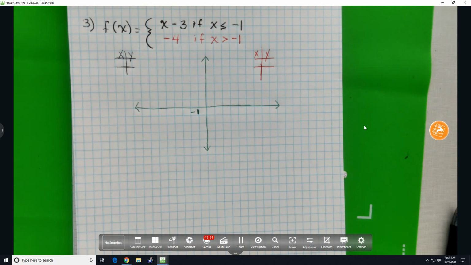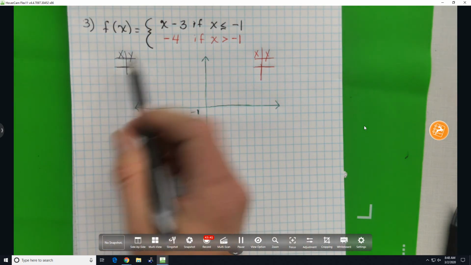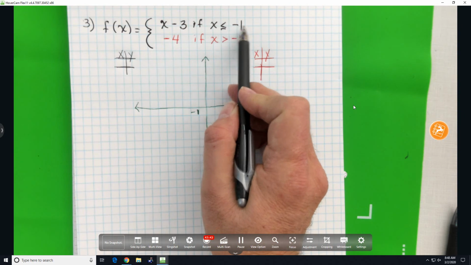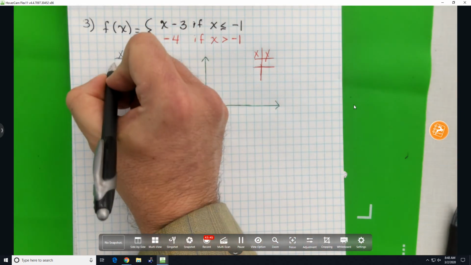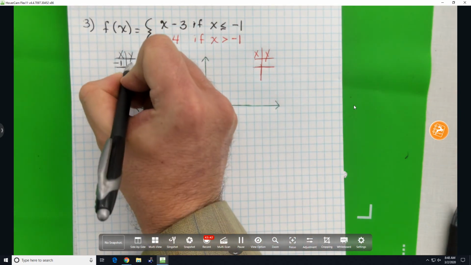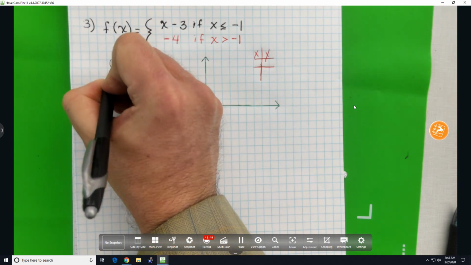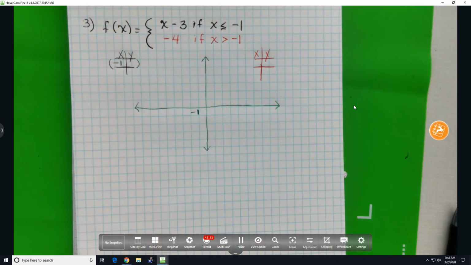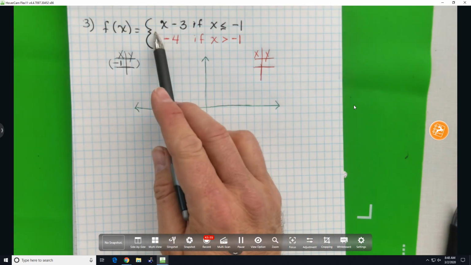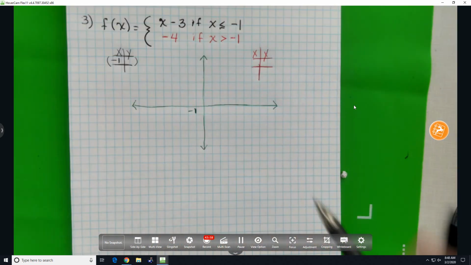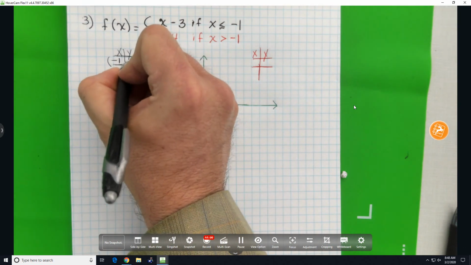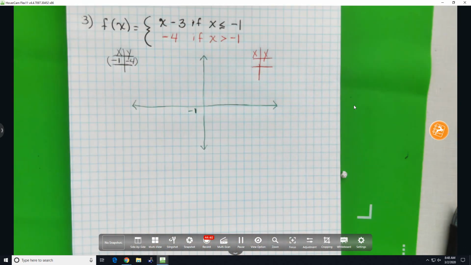So I'm going to do this first one. You've got to plug in the cut point. The black cut point, there's only one cut point, negative 1. So plug in a negative 1 into the black function. And what are we getting for the y value? Negative 1 minus 3. Is that a negative 4?